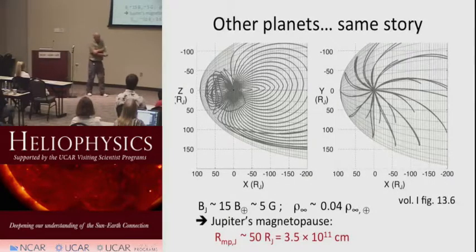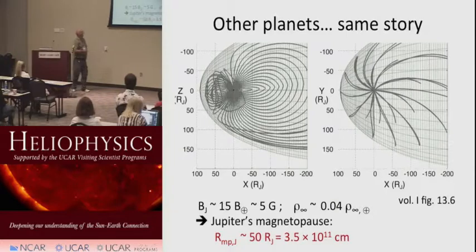Now, let's just quickly visit the other planets like Jupiter. Jupiter, same calculation would be done. The magnetic field strength of Jupiter is 15 times greater than the Earth at its equator. Okay, it's about 5 Gauss instead of 1/3 of a Gauss, 15 times. The solar wind, however, has fallen in density by 1 over r squared, at 5 AU, a factor of 25. So the Jovian magnetopause should be at 50 Jupiter radii.